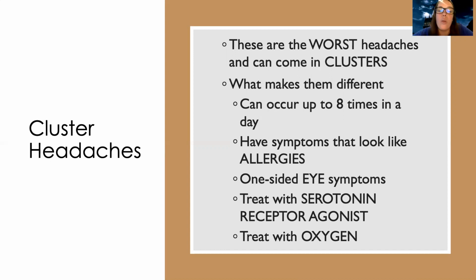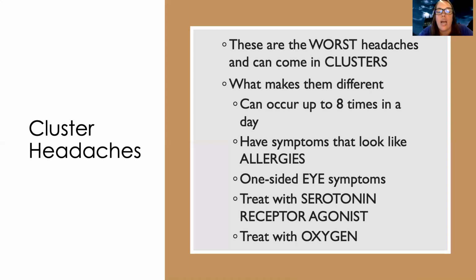We also treat these with serotonin receptor agonists, but the thing that's a little different too is we treat these with oxygen. Oxygen is a potent vasoconstrictor, so if we give oxygen for these headaches, it can really help these patients. A lot of them are going to go home and be on oxygen, not all the time, but they're going to have an oxygen tank so that when they get a cluster headache, they can put that oxygen on, and that can help to relieve their pain.